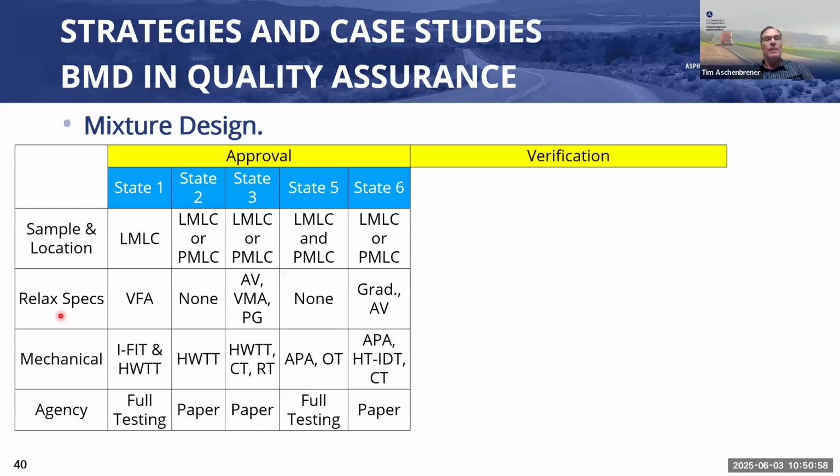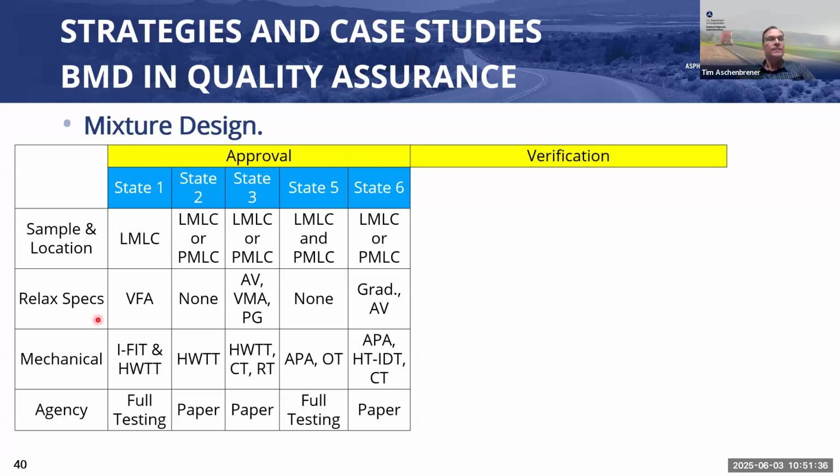Now, one of the things that goes along with mixed design is relaxing specifications. There can be volumetric criteria. There can be constituent criteria related to aggregates or binder. And the more confidence you have in the mechanical tests, the more you might be able to relax the volumetric or constituent properties. So here we see two of the states did relax nothing. State 2 is only using the Hamburg only, so certainly that makes sense. Another state is not relaxing anything, but they're still trying to gain confidence in not only the test, but the contractor's capabilities.